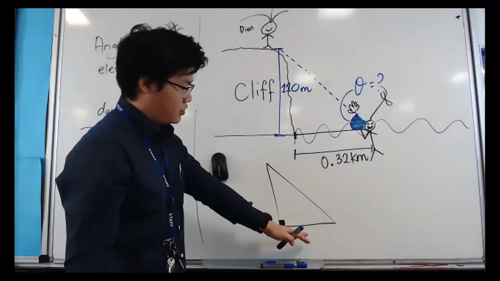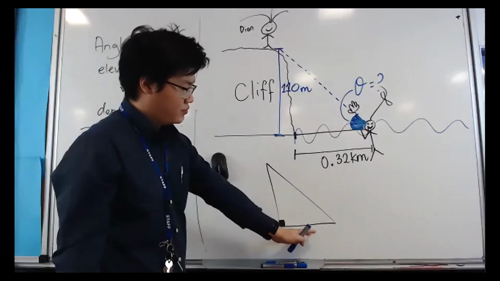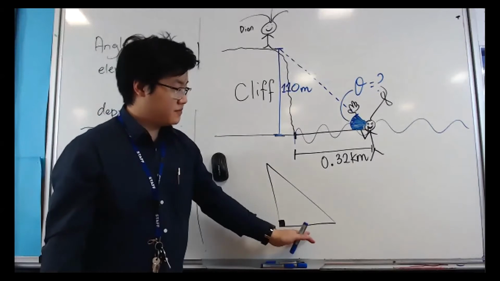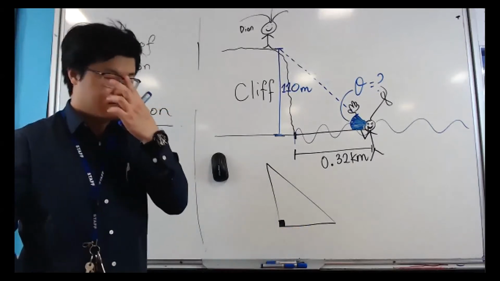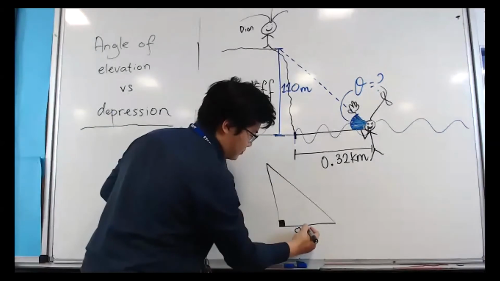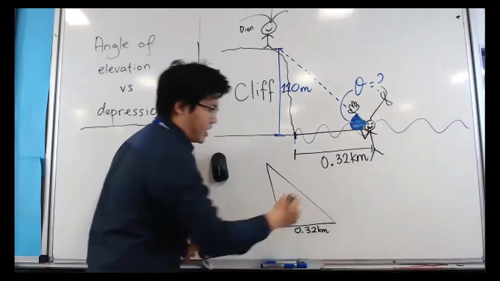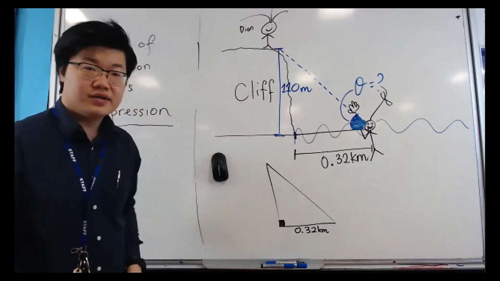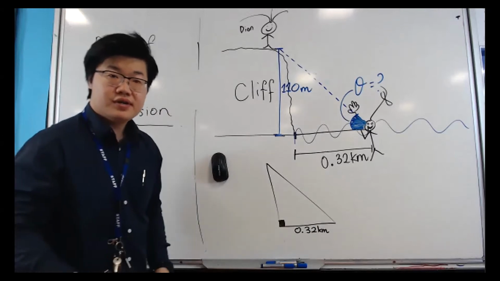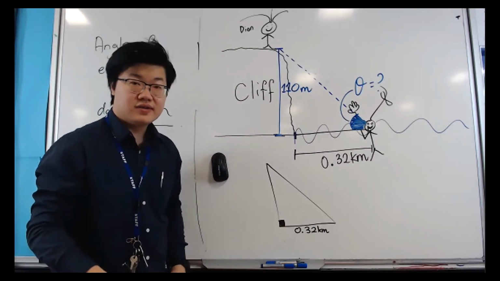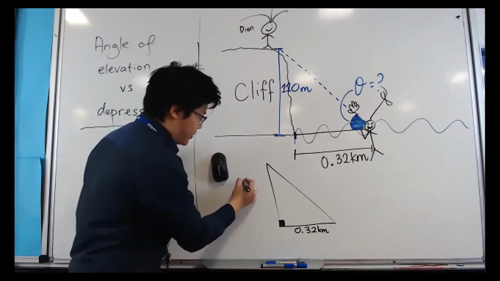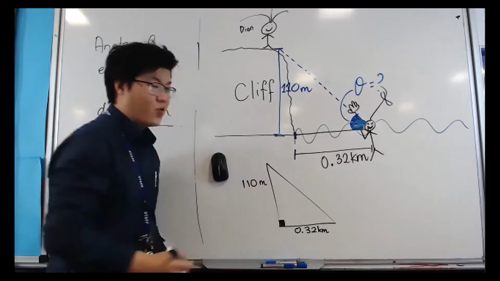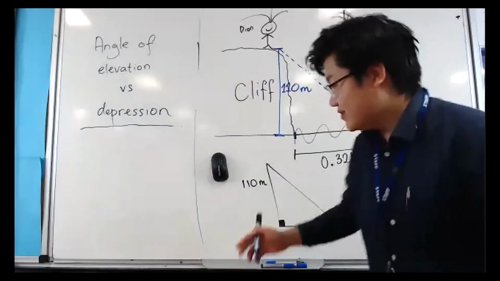So what should I put here? What goes here? What's the side length? Norman, what do you reckon? 0.32. Very good, excellent. 0.32 kilometers. Now what about the side length over here? Lisa, tell me, what's the side length over here? 110, very good. 110 what? Meters. There's 110 meters right here.